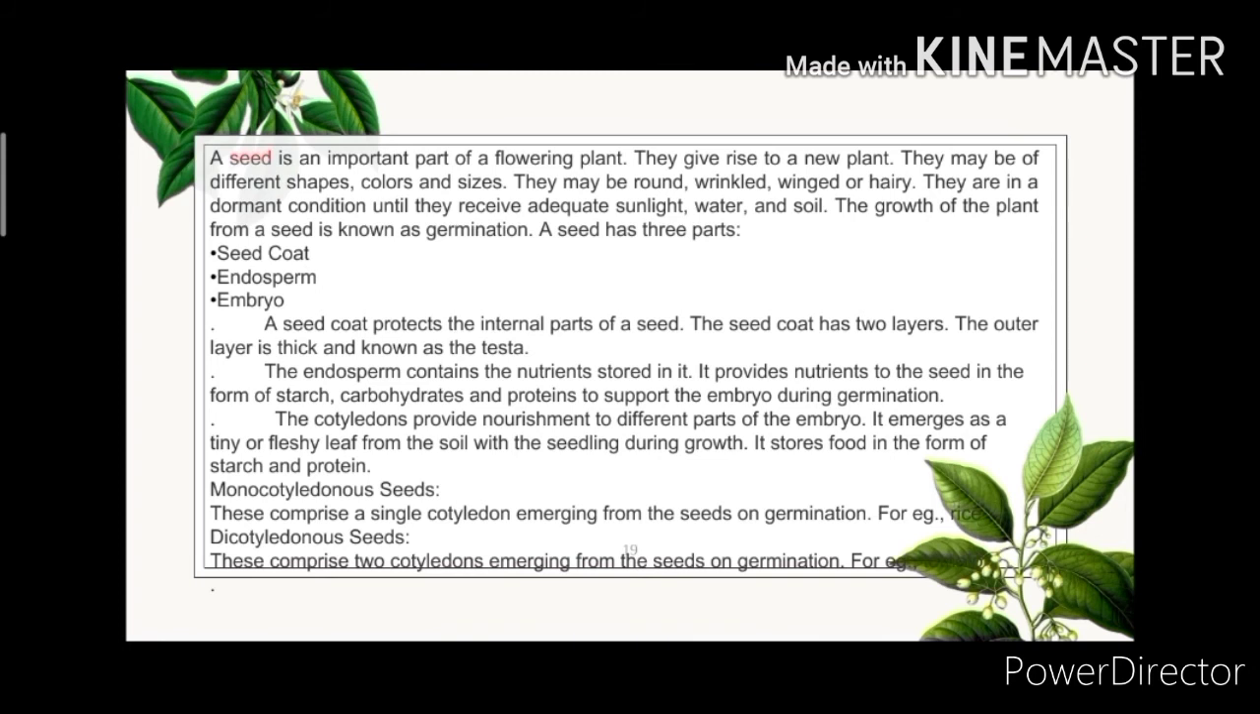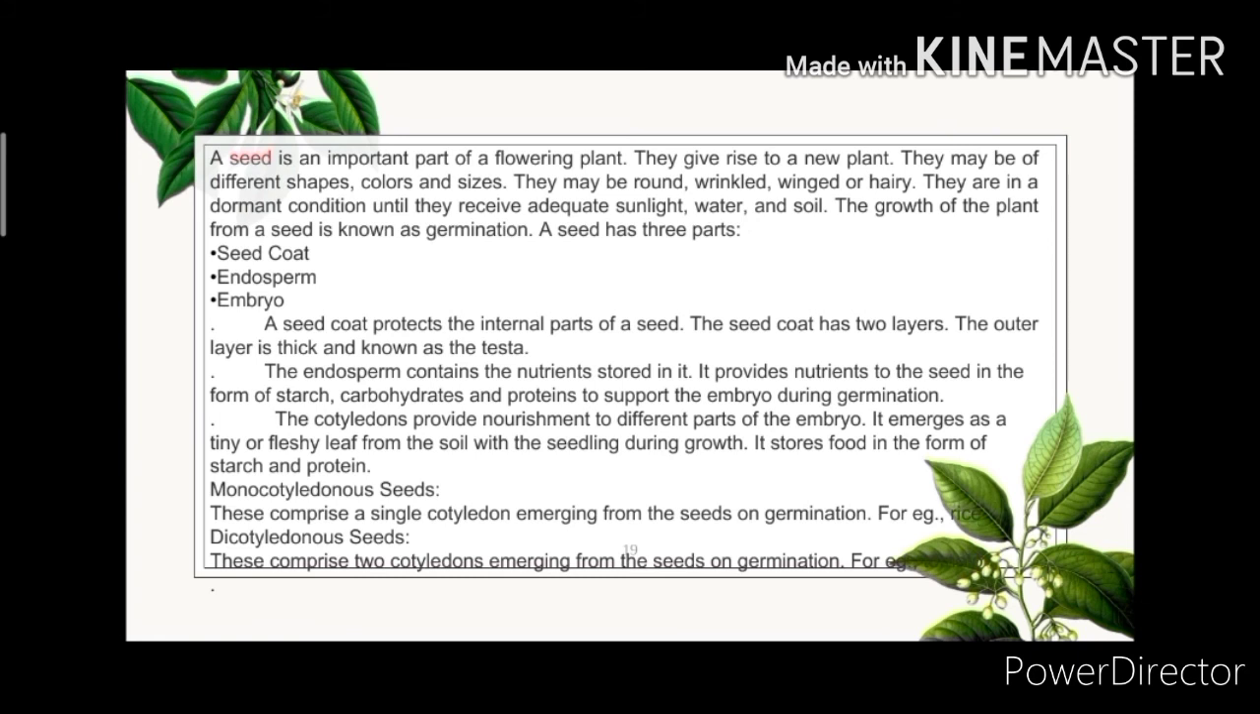Okay. Second is endosperm. Endosperm contains the nutrients, and what it does, when the seed is germinating, means it is forming radicle and plumule. Radicle will grow into the root system, and plumule will grow into the shoot system. During the process of germination, this endosperm provides nutrients to the embryo. And next is cotyledon. Cotyledon provides nourishment to different parts of the embryo. It emerges as a tiny and fleshy portion, okay, during the process of germination.